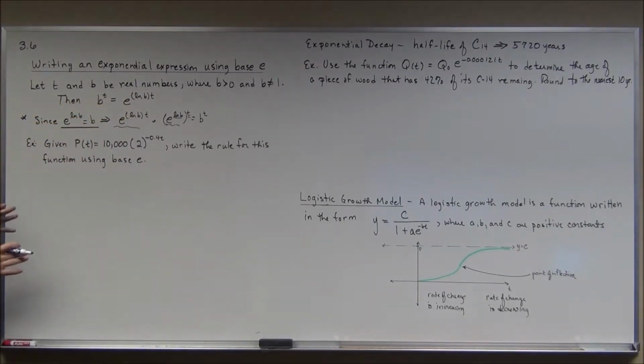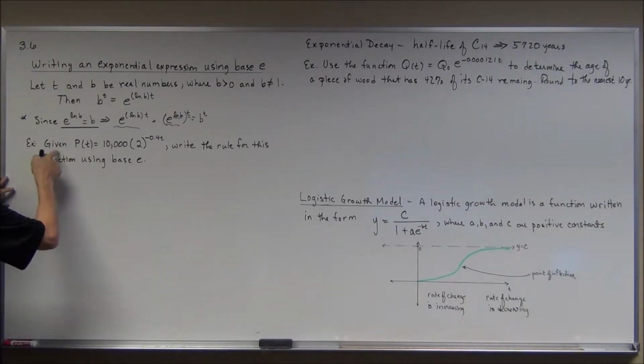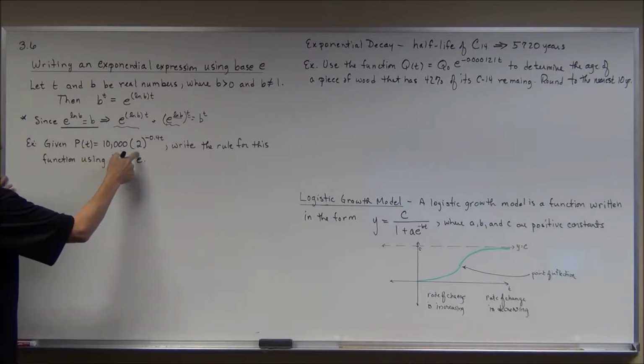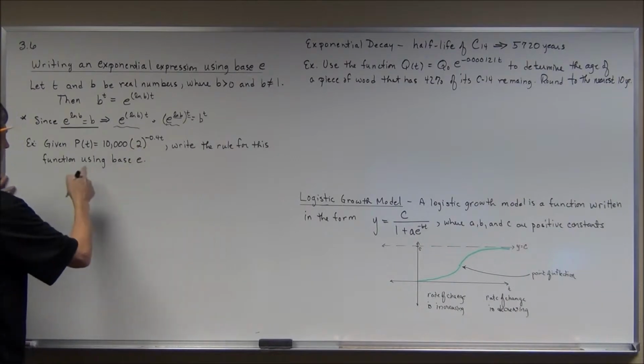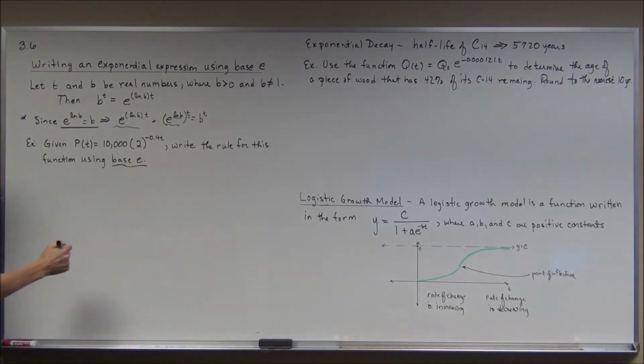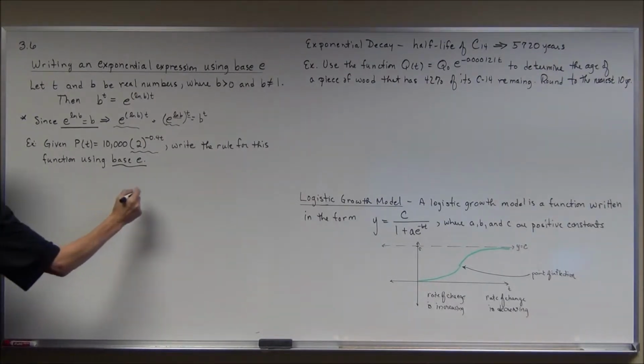Now again, you're not always going to have to fall back on this, but it does come in handy on certain occasions. And you'll see this also in calculus. So in this example, given p of t is equal to 10,000 times 2 to the negative 0.4 t power, we're going to rewrite this using base e. Well, that means I'm going to take this expression right here, so I'm going to do a little scratch work here.